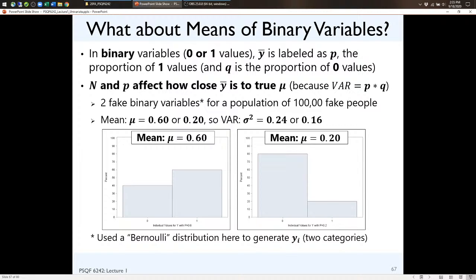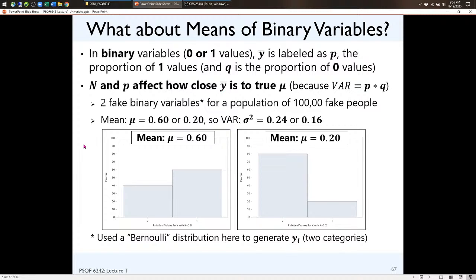So just like in regular quantitative variables, you would expect that the sample size relates to the standard error, but in binary variables, the proportion of ones, or the sample mean, also relates to the standard error because a binary variable has only two possible values, and the variance of the binary variable is a function of the mean. So the calculation for variance in a binary variable is p times q, the proportion of ones times the proportion of zeros.